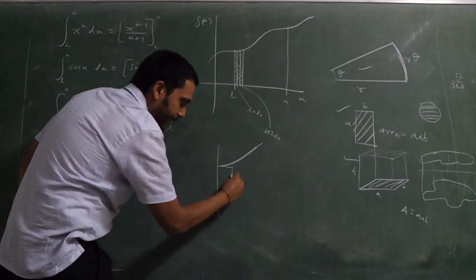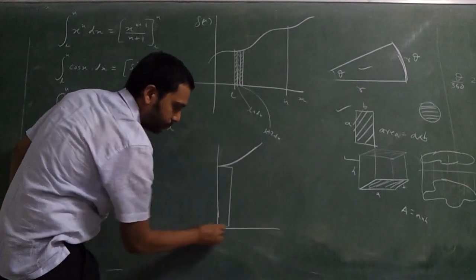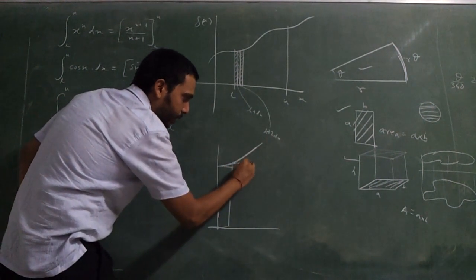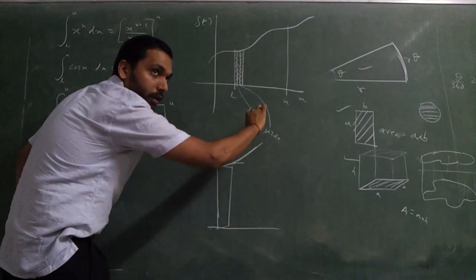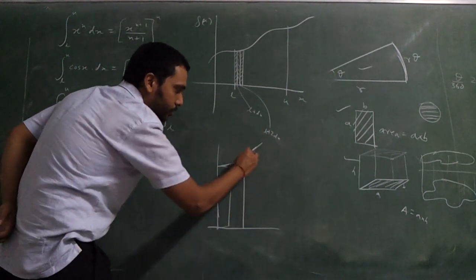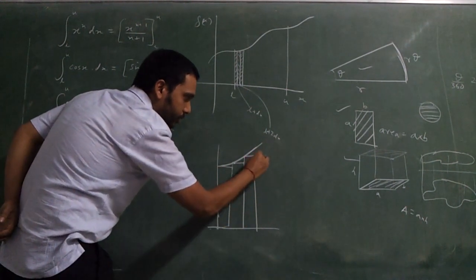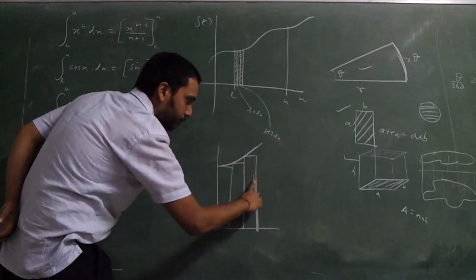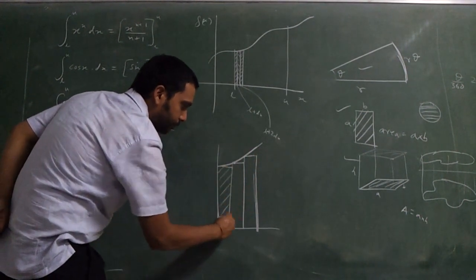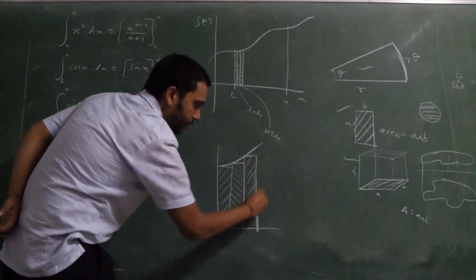the first rectangle is this. The next rectangle is from here, but it is a rectangle. I can't go along the curve. It's not a trapezium, it's a rectangle. The second rectangle is this. The third rectangle is this. This area you are adding, then this area you are adding, and that area you are adding.